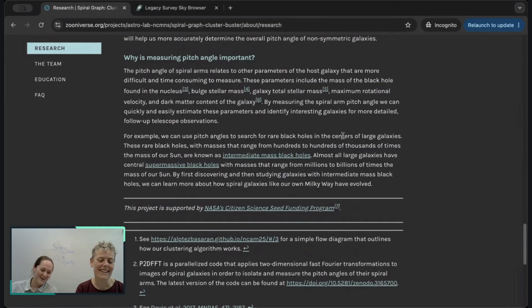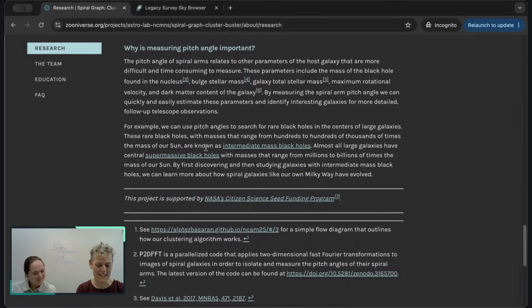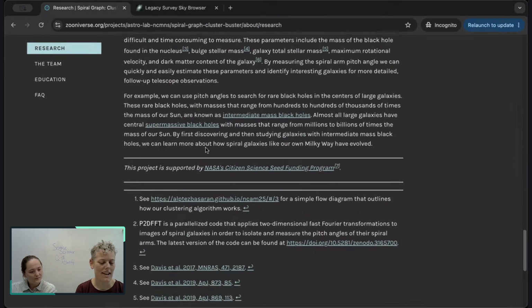Let's read the example. Hold on. Maybe the next sentence is going to tell you everything you've ever wanted. Maybe. Rare black holes in the centers of large galaxies. Masses that range from hundreds to hundreds of thousands of times the mass of our sun. Intermediate black holes. So I think they're looking for small black holes, basically, to understand how they develop. So like young ones. Yeah. Okay.